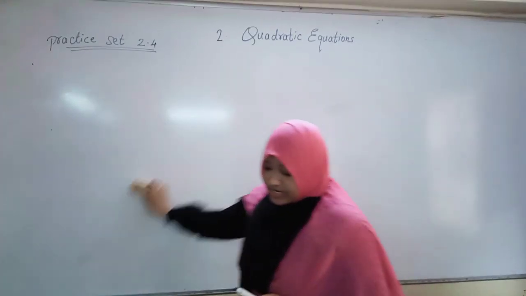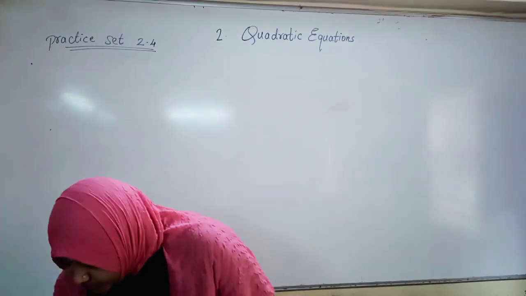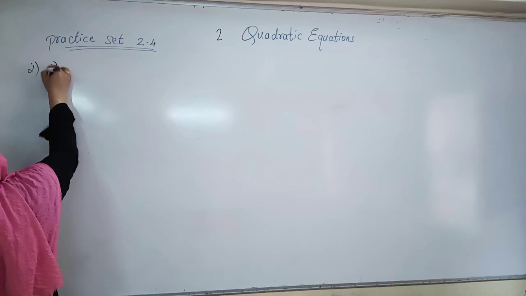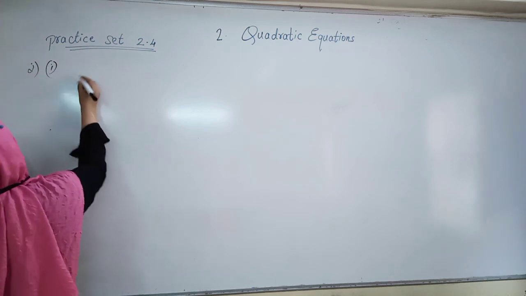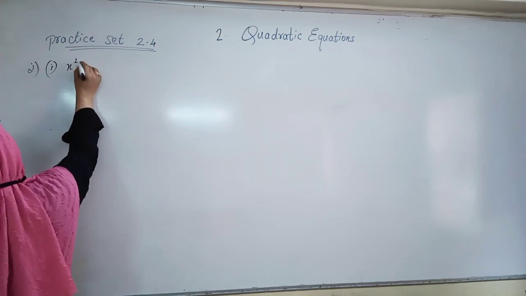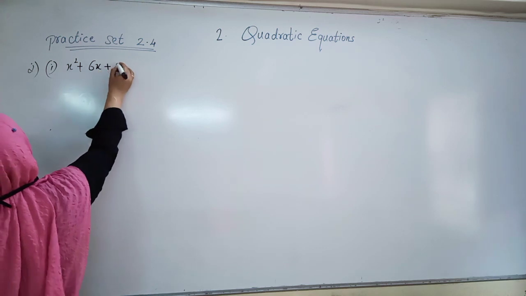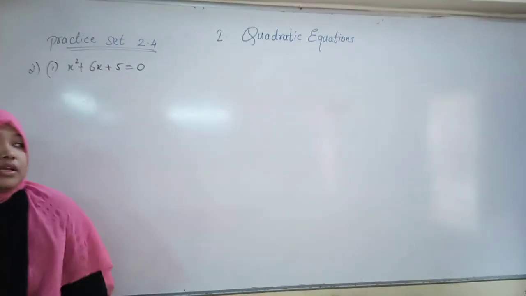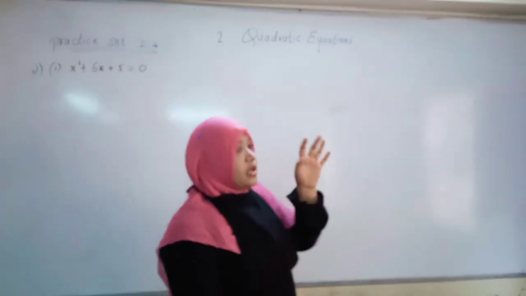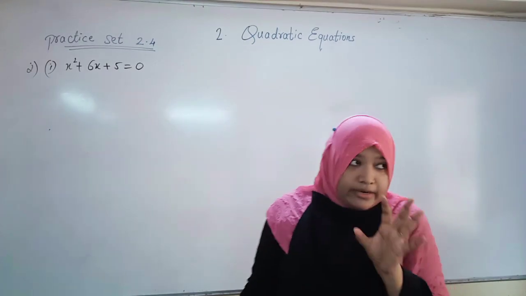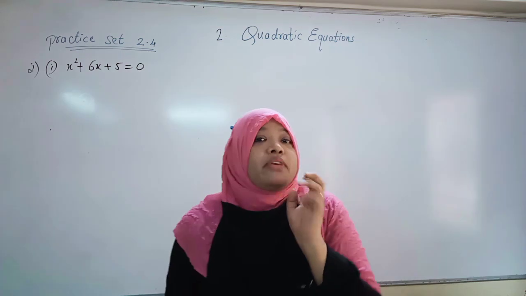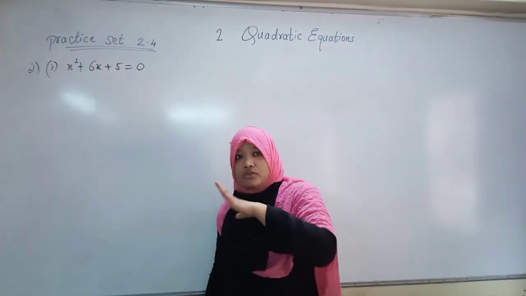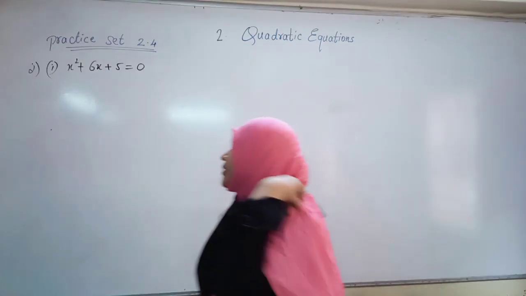Okay. Second question, the first one. What is the first question given? x square plus 6x plus 5 equals 0. Okay student, here first of all, same thing. See, the question should be in the standard form, and from that we have to find the values of a, b, c. After that we are going to solve by the formula.